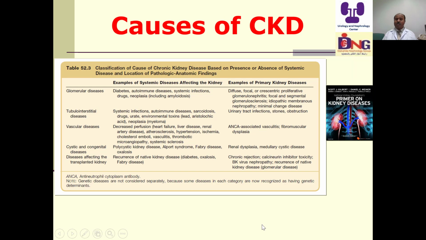This is a very nice list of the causes, including examples of systemic diseases affecting the kidney, or affection of the kidney by itself. So the kidney is primarily affected. Here the disease may affect the glomeruli, tubulointerstitial diseases, vascular diseases, cystic or congenital, and disease affecting the transplant kidney. So glomerular diseases may be due to diabetes, so this is a systemic disease, autoimmune diseases like lupus nephritis, systemic infections, drugs, neoplasm.